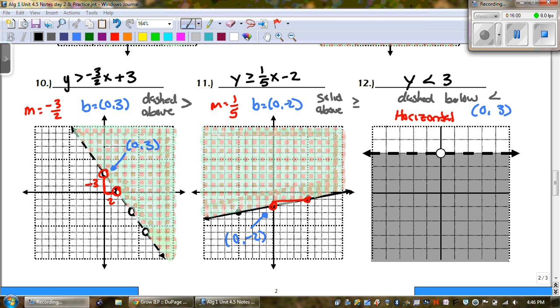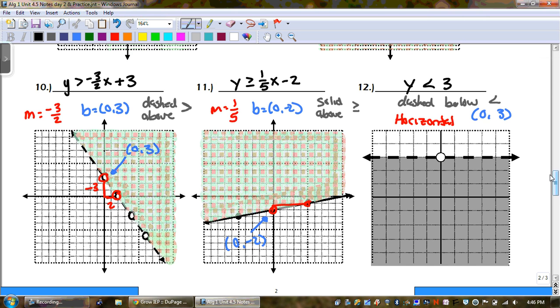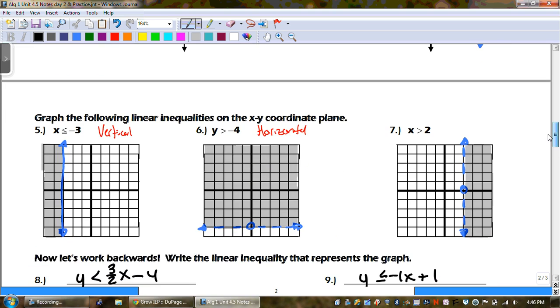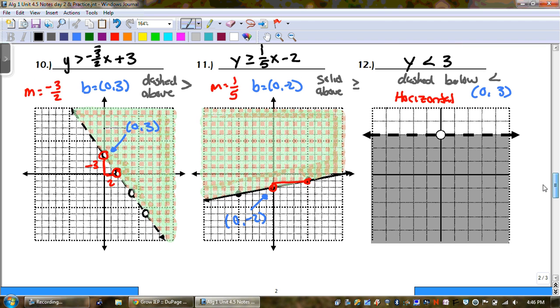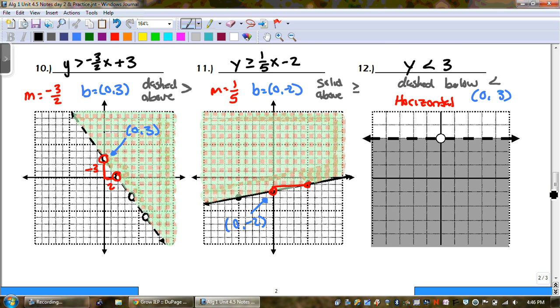And then for number 12, it's a horizontal line. If it's horizontal, I know it's a y equals. We just wrote that up here. For number 6, it was horizontal, so it was a y. Same thing with number 12. It's dashed and they shaded below, so that's the is less than symbol. So y is less than 3.